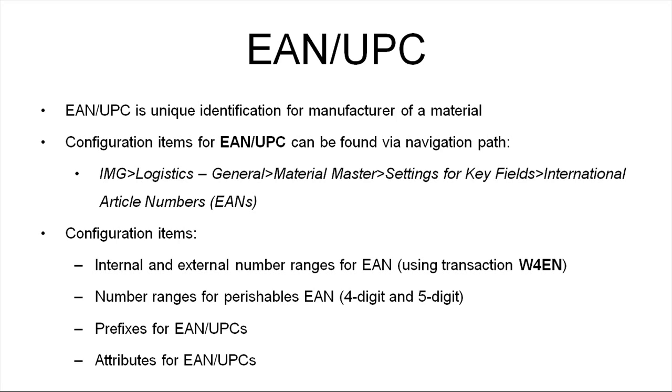Number ranges for perishables EAN, 4-digit and 5-digit. Prefixes for EAN UPCs and attributes for EAN UPCs. The fields for configuration items are displayed based on the configuration of screen layout, which may vary from client to client.